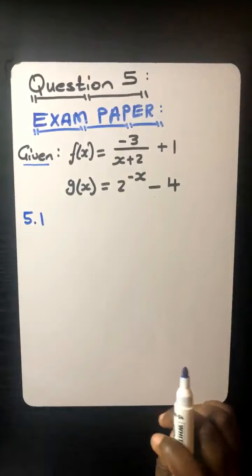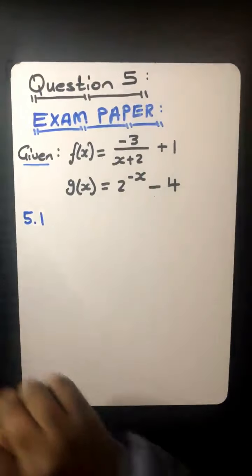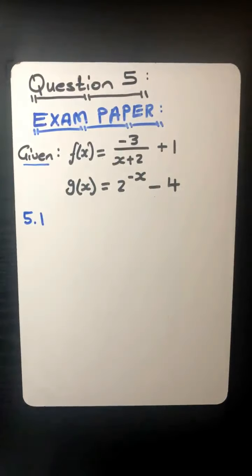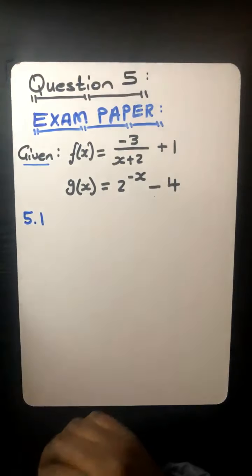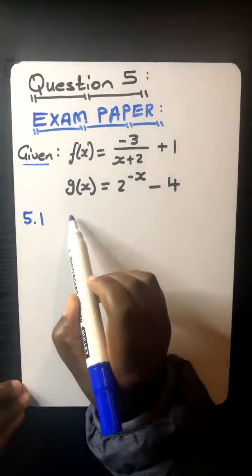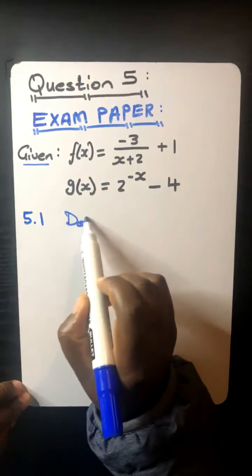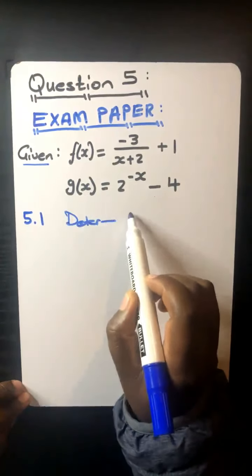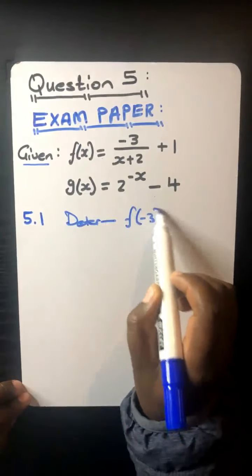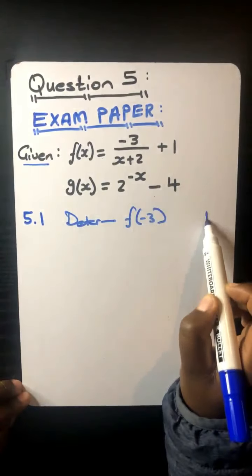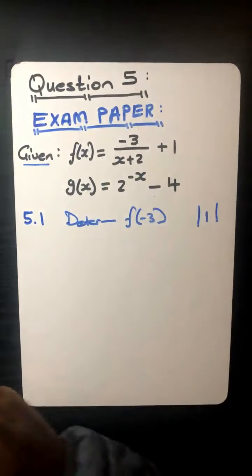So based on our lessons that we had previously, I'm going to be giving you guys some questions just to refresh our minds and make sure that we are all on the same page. So guys, the first question says determine f of negative 3, and this question is allocated 1 mark.